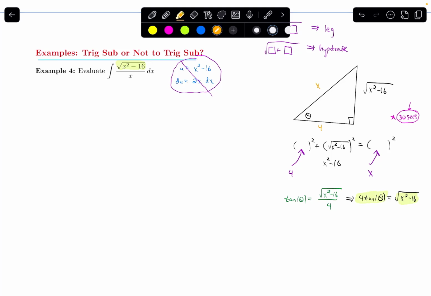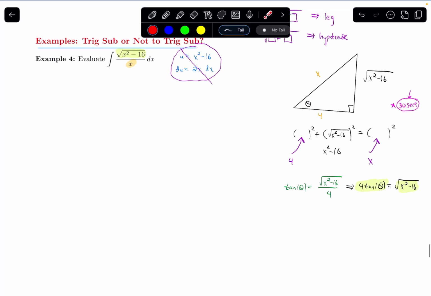We also have this x on the denominator, so I will need some trig function that involves this x side. And I probably want something with the x and then something with a constant side. So I could either do secant or cosine.